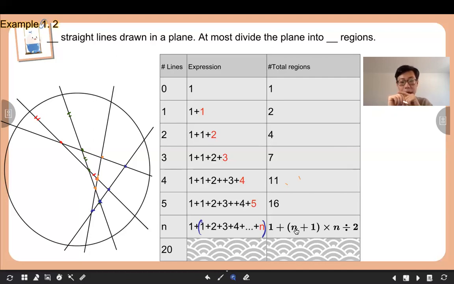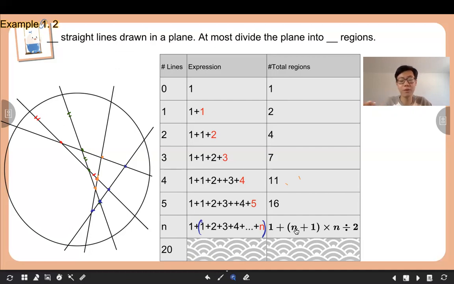We add them together. How many terms do we have? Remember, before we had n minus 1 terms, so we multiplied it by n minus 1. Now we have n terms. That's why we are multiplying it by n. And then again, we still divide it by 2. And don't forget, we should add this 1 at the beginning because that's the additional 1 here.